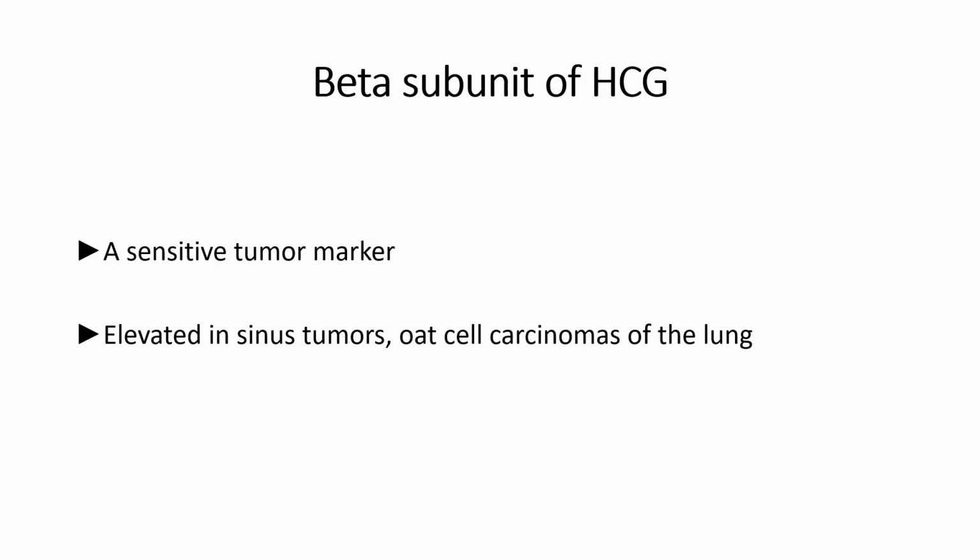The beta subunit of HCG is a sensitive tumor marker. It is elevated in sinus tumors and oat cell carcinomas of the lung. The new name for oat cell carcinoma is small cell lung cancer of the bronchioles.